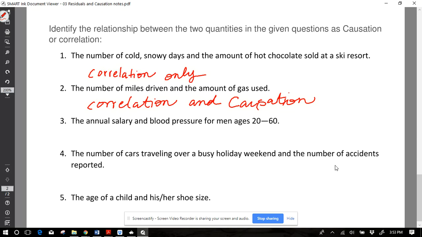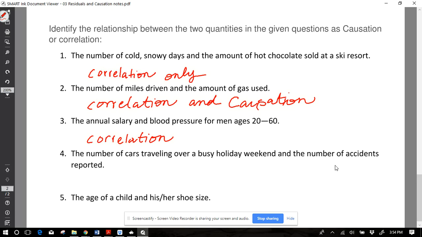Okay. Number three, the annual salary and the blood pressure for men ages 20 to 60. So, I believe that what they're trying to say here is that there's a correlation between how much money you make and blood pressure, which is unhealthy when it's too high. They call high blood pressure the secret killer because there's not a lot to show how that's negatively impacting your body.